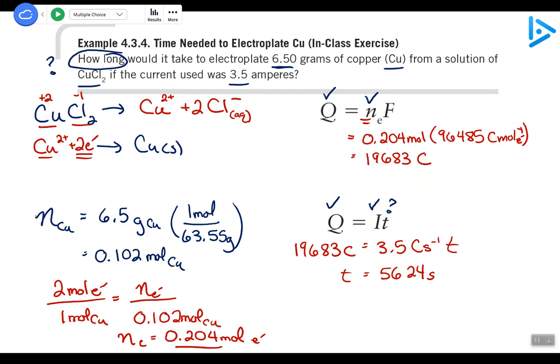Now we could stop here. We've used the charge based on the number of moles of electrons. We know the current is 3.5 amps, or coulombs per second. That's 5,600 seconds. If you're really familiar with seconds, this might mean something to you. For the rest of us who don't usually use really big numbers of seconds, we can go to minutes and see if this makes a little bit more sense. This would give me 94 minutes. This is a number I'm a little more familiar with. That'd be about an hour and a half. So if we wanted to electroplate out 6.5 grams of copper onto some important tool, it's going to take us 94 minutes.